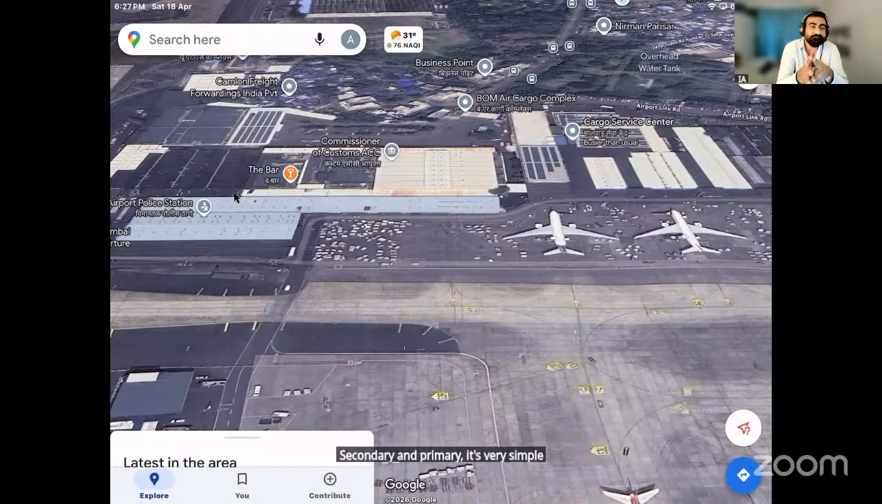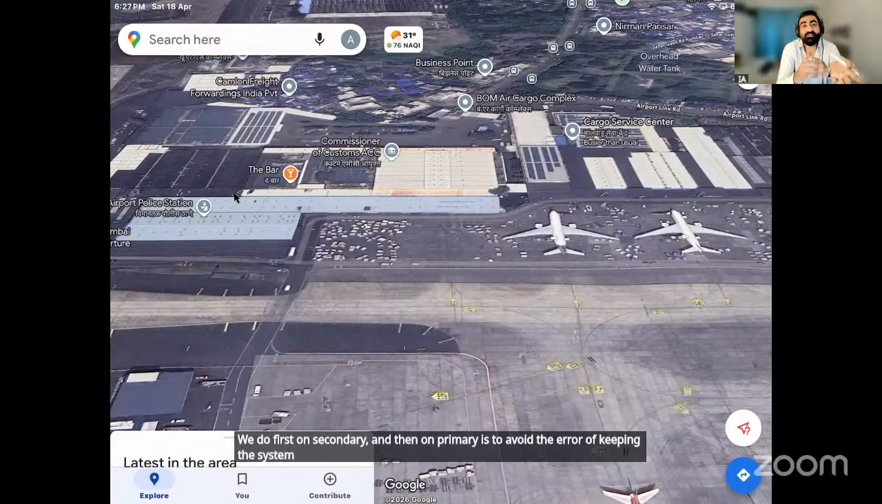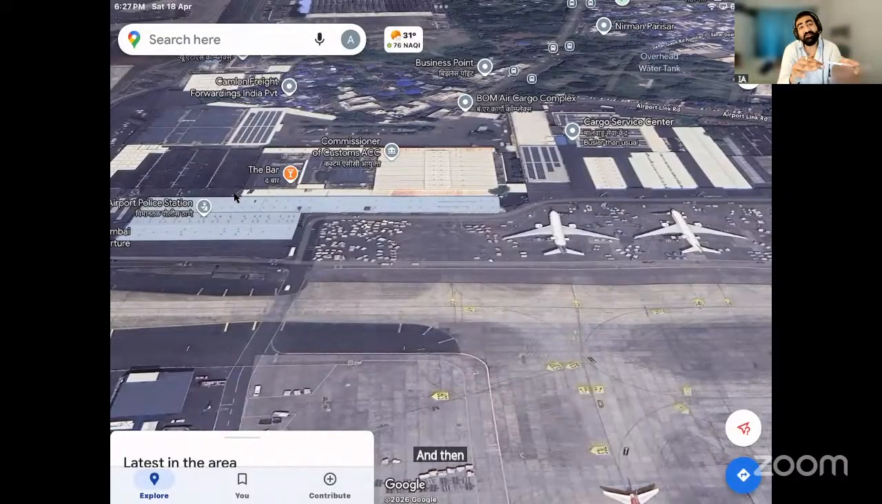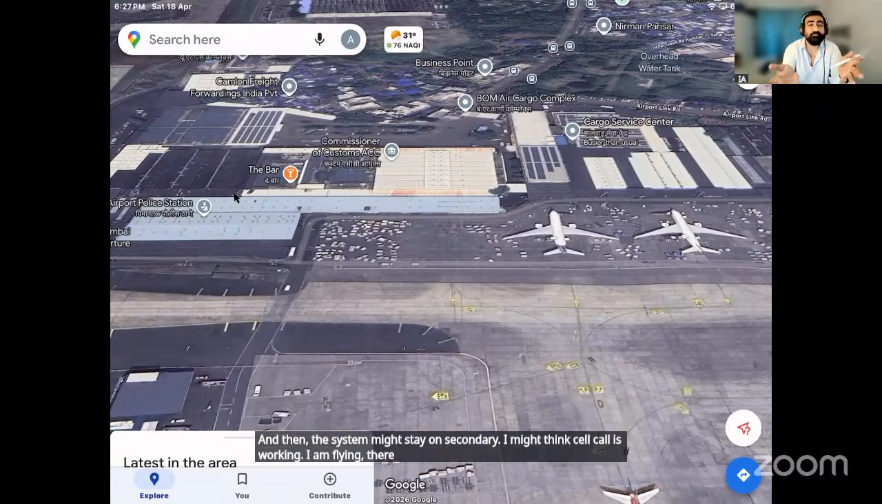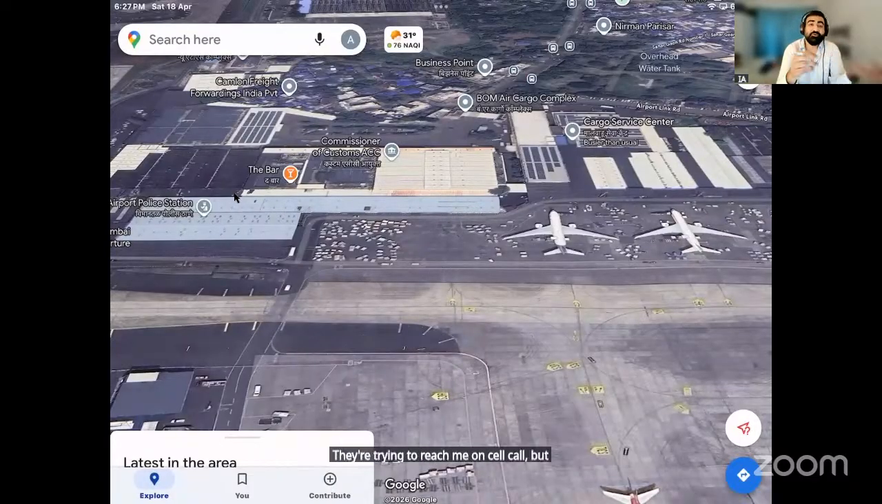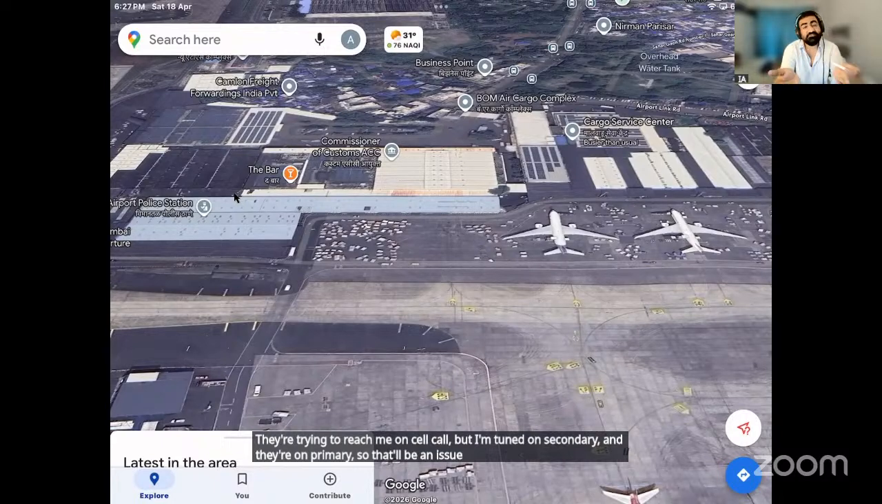The logic we do first on secondary and then on primary is to avoid the error of keeping the system on the last tuned frequency in case we do primary first and then secondary. Chances are that first I'll do it on primary, Selcal okay, changing to secondary, Selcal okay, tada bye bye. And then the system might stay on secondary. I might think Selcal is working. I'm flying. There's an important update from the FIC that I need. They're trying to reach me on Selcal, but I'm tuned on secondary and they're on primary. So that'll be an issue. So first we do on secondary and then we do on primary and we stay by default on primary.